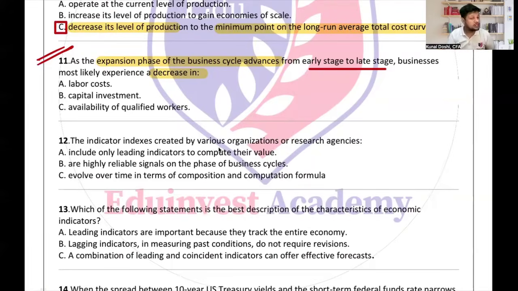The cost of the labor is also increasing. What is the problem at this point? Tell me. Yes, A, B, C. Guess it. B, capital investment is decreasing.